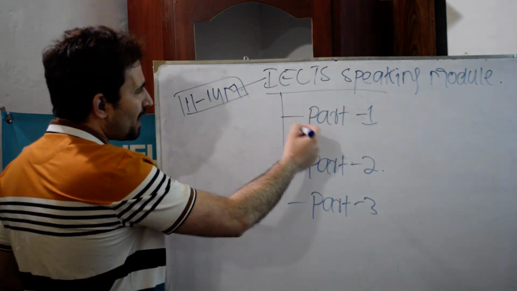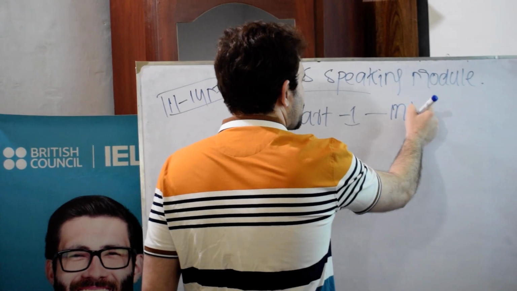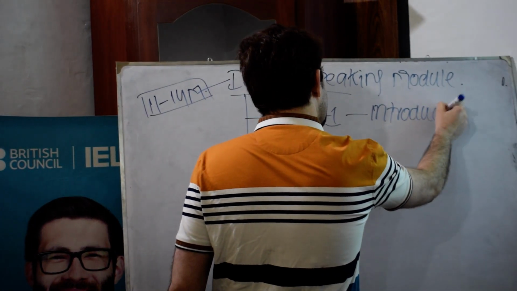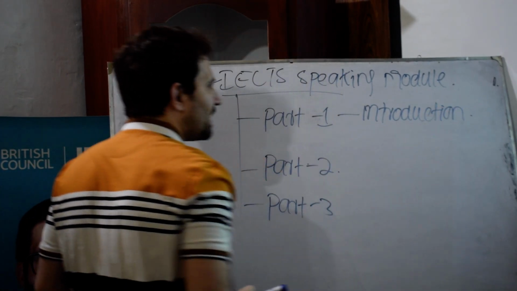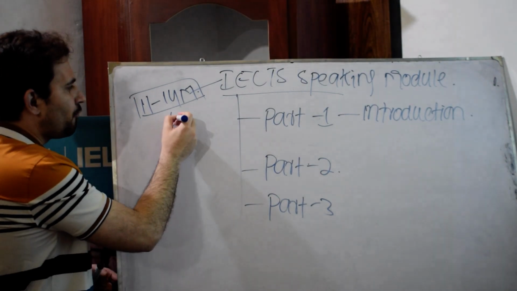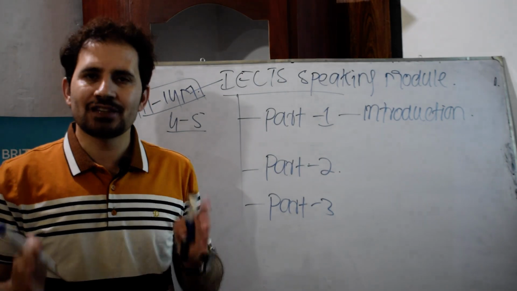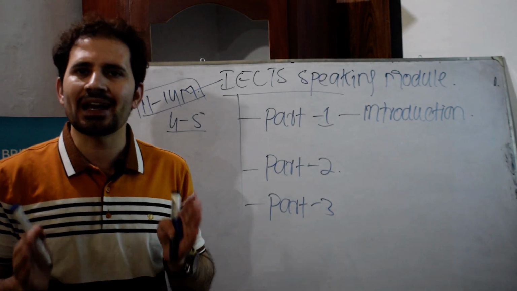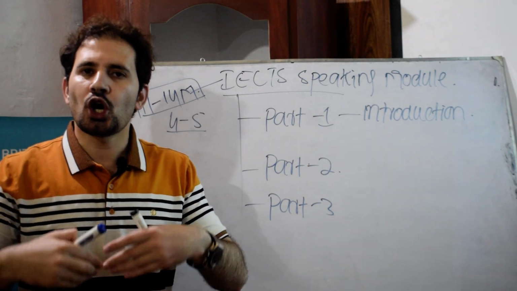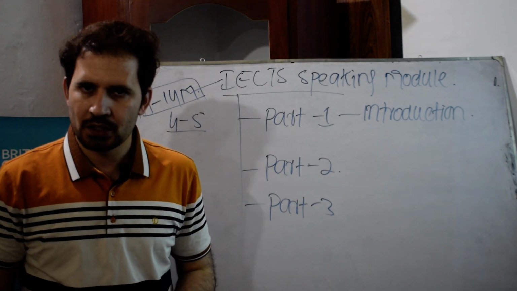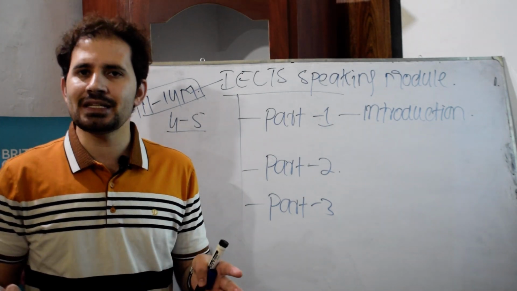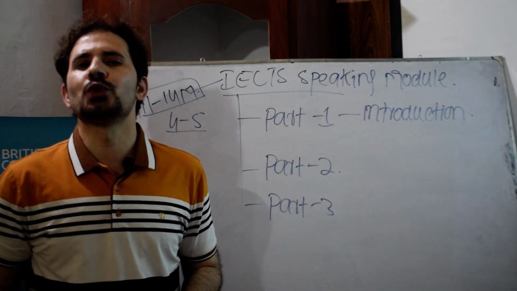What are they? Part 1, we call it the introduction part. It takes 4 to 5 minutes to cover. In this part of the IELTS speaking test, the examiner will ask you questions on three different topics. But these topics are very easy. These topics are related to your life.